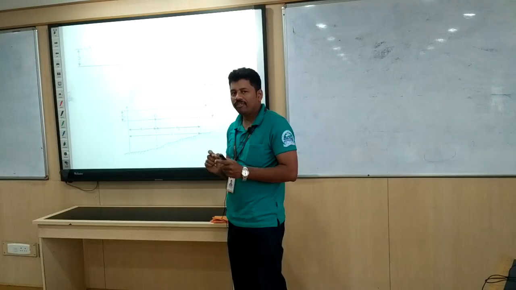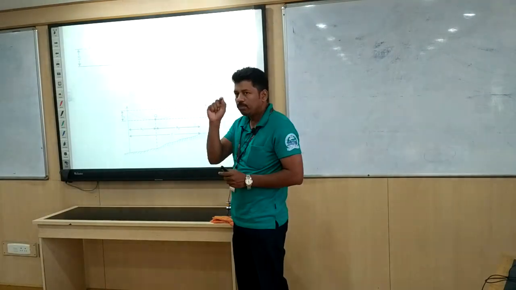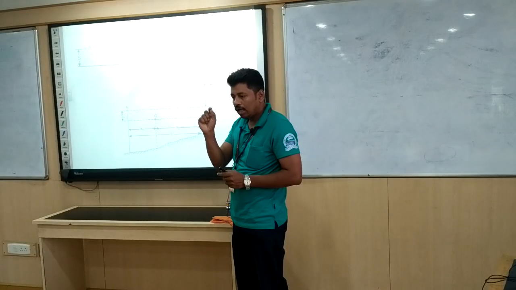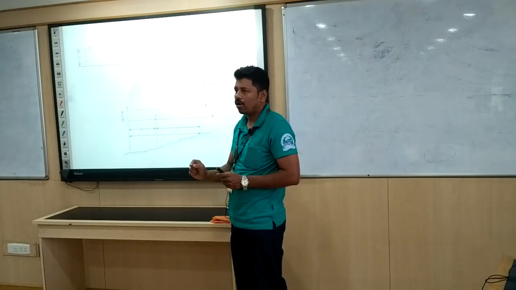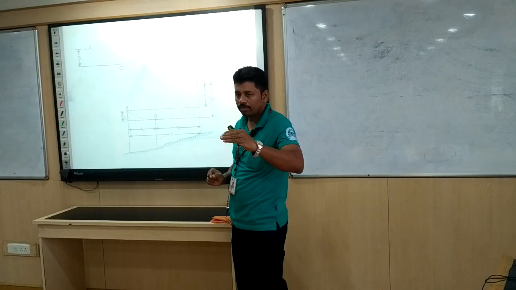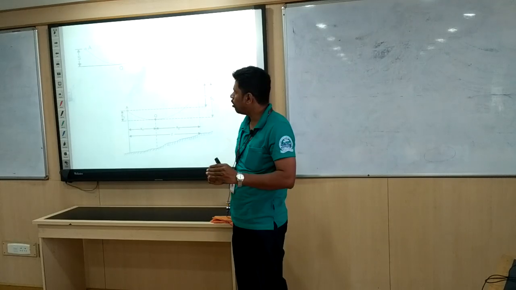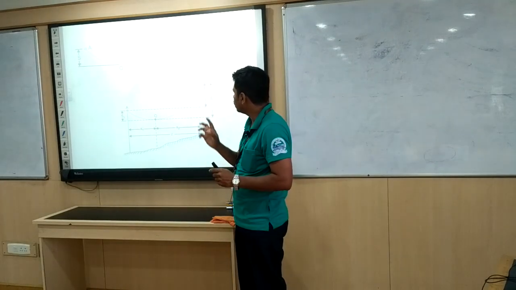Then, here the definition of SAG: the distance between the highest point of the tower and the lowest point of the conductor is called SAG. The difference in level between the highest point of the tower and the lowest point of the conductor will give you the corresponding SAG. The S is called SAG.